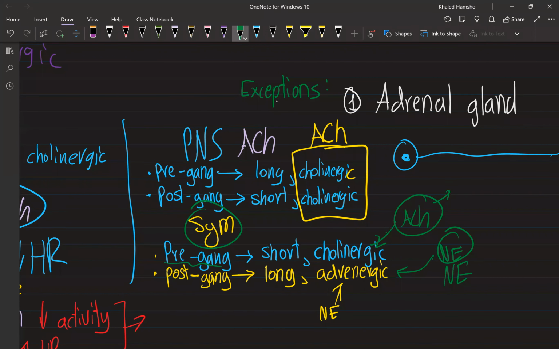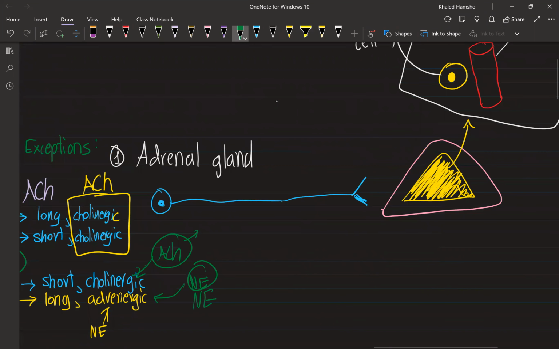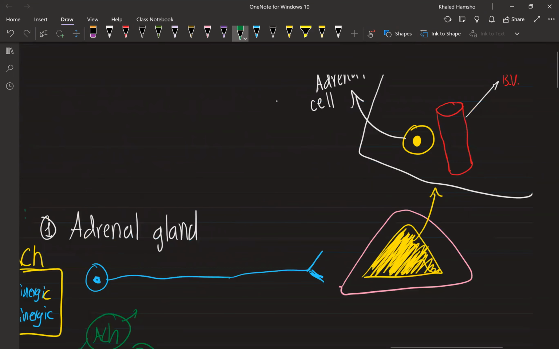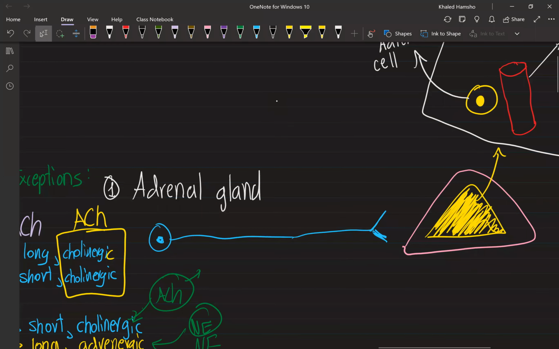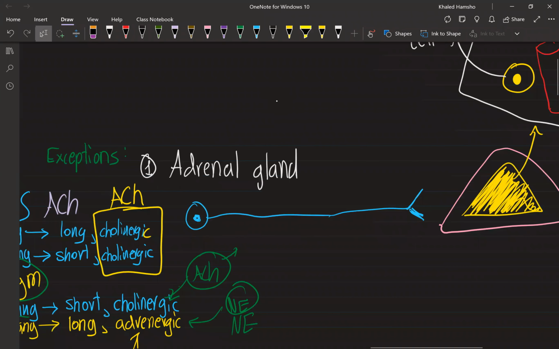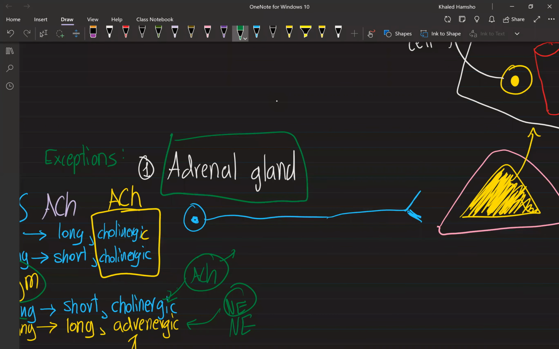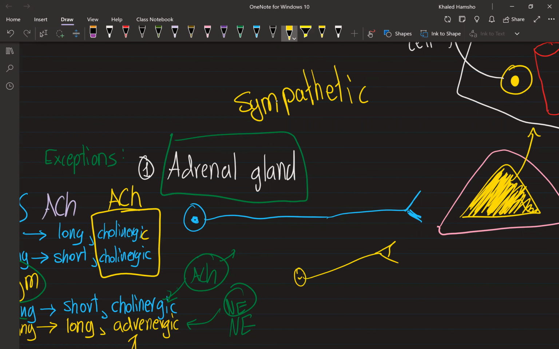Now, I just want to quickly discuss a very small point that was mentioned in the lecture. There was an exception over here. In the adrenal gland, the parasympathetic portion is normal, it functions the exact same way. The first one is cholinergic, the second one is cholinergic as well. This is the neuron over here, cholinergic, and the second one is also cholinergic. Cool. This is for the parasympathetic.